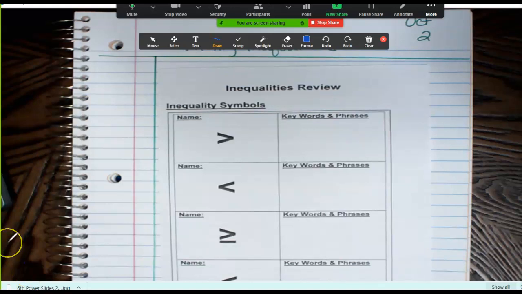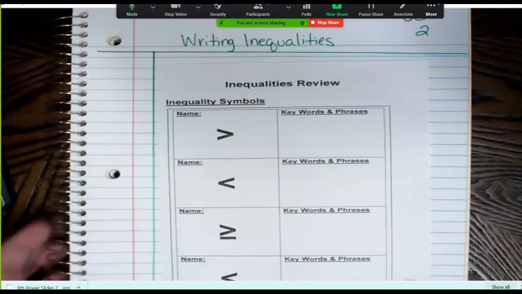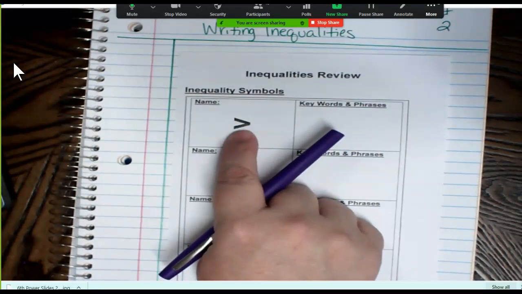All right, since today we're going to be writing inequalities, we need to review our inequality symbols. So the first symbol I want to review is this one. What is the name of this symbol?